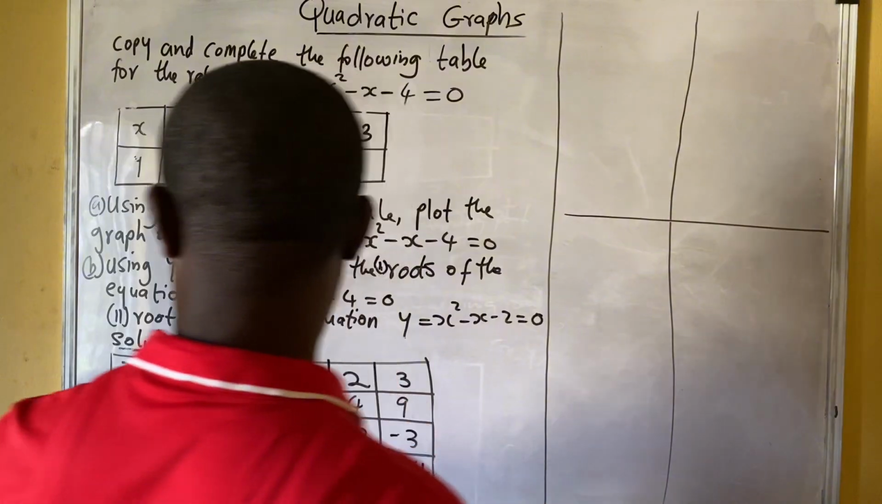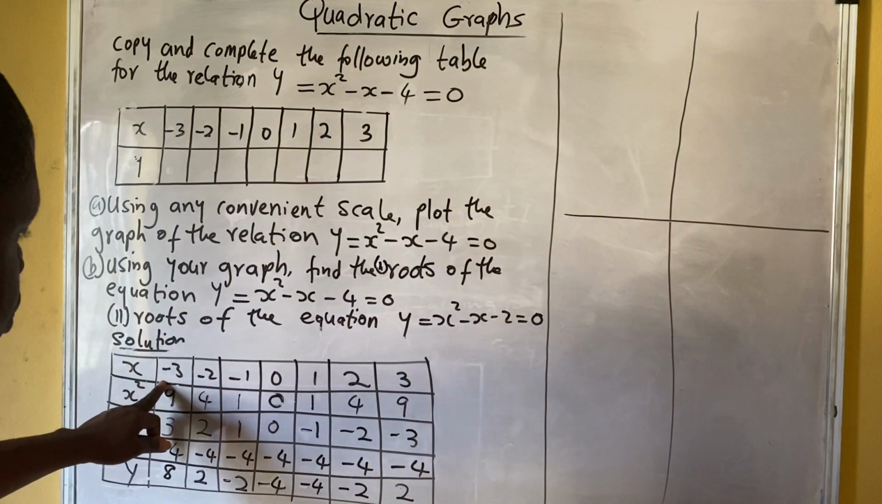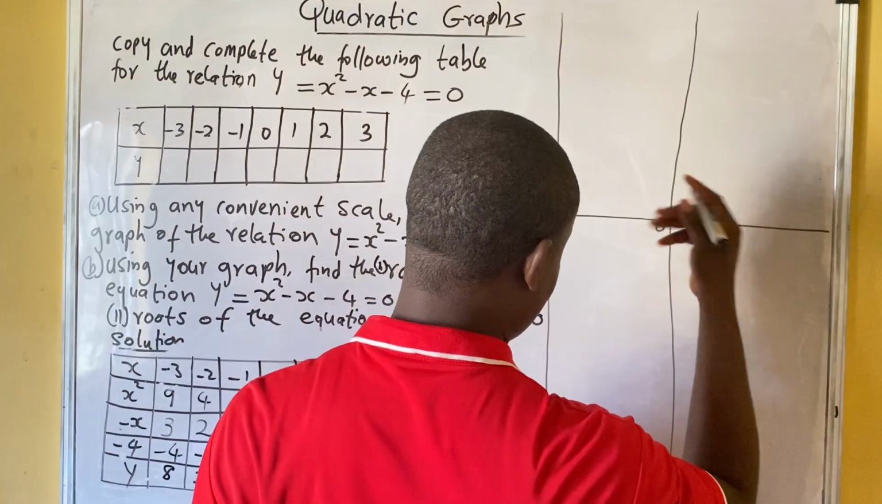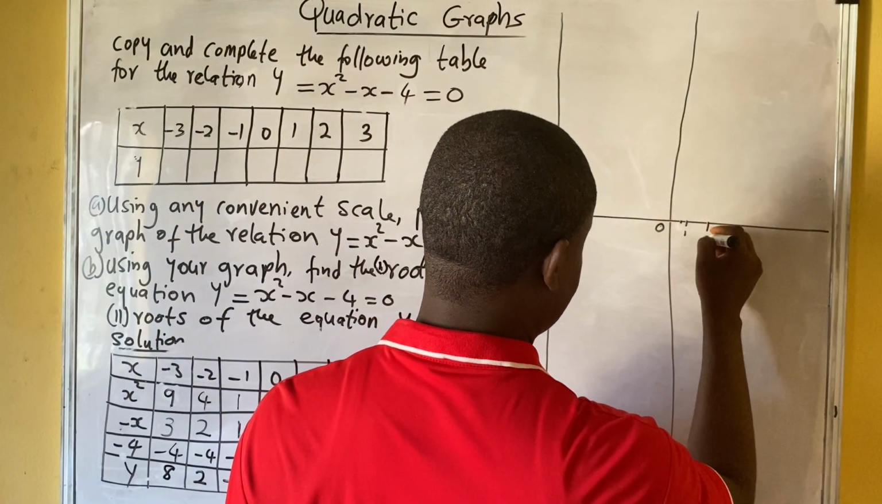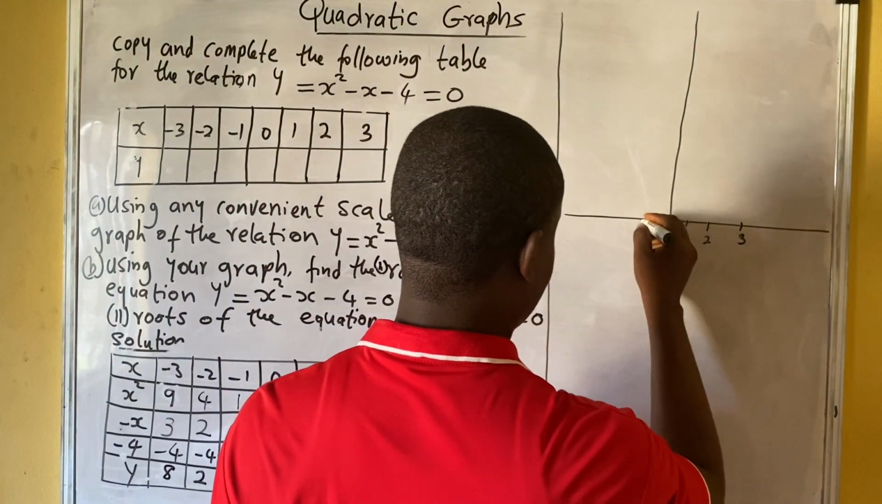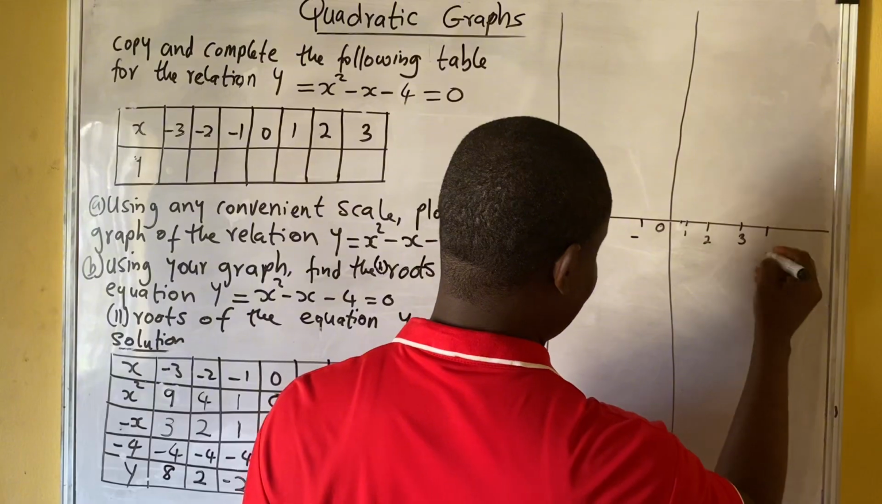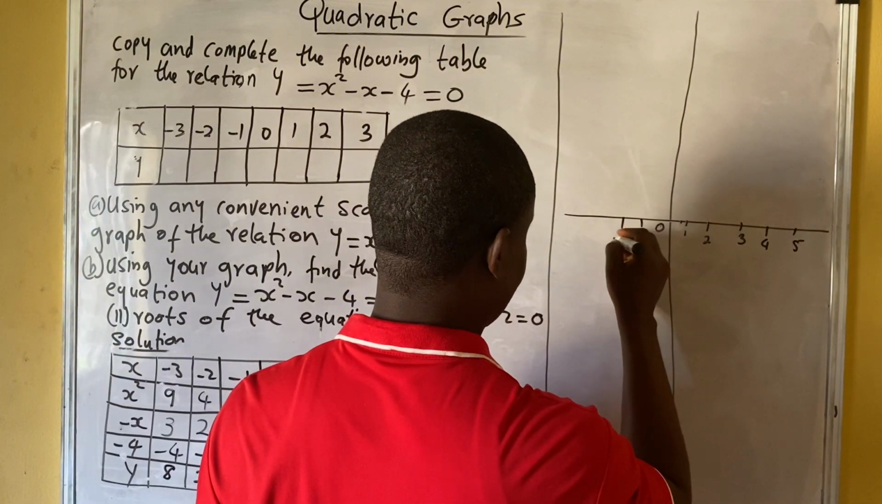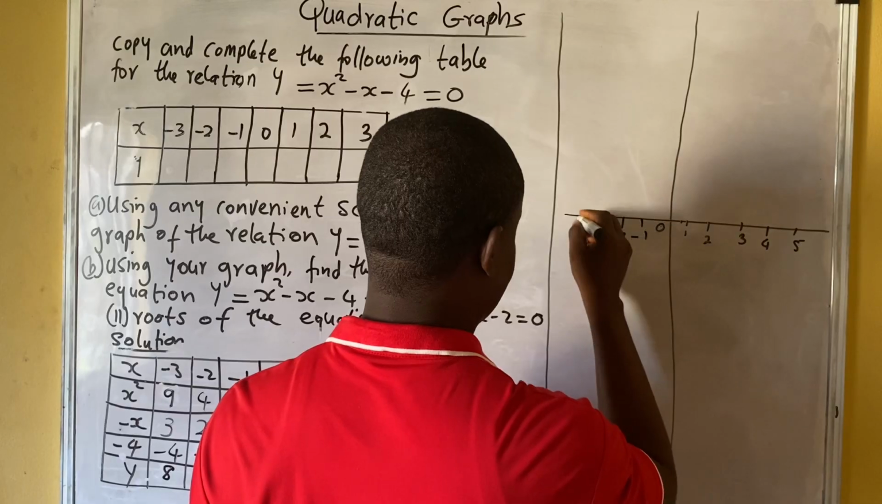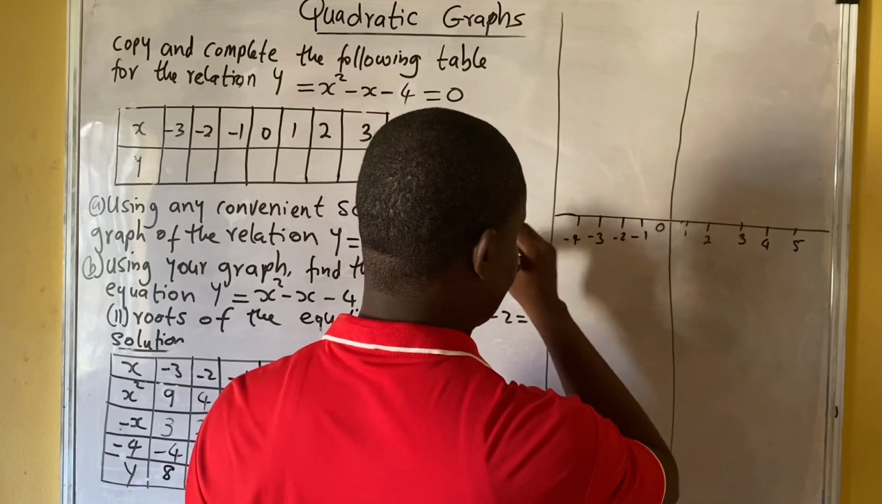So on the x-axis, we have minus 3 to plus 3, using any convenient scale. So this is 1, this is 2, this is 3, and this is minus... okay, I can extend it. This is 4, this is 5, this is minus 1, minus 2, minus 3, minus 4, and so on.